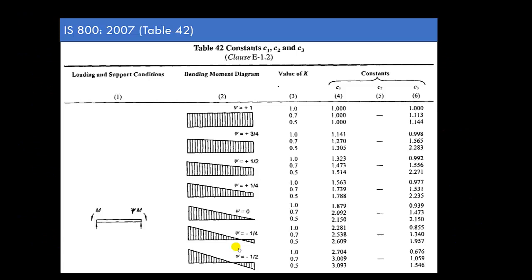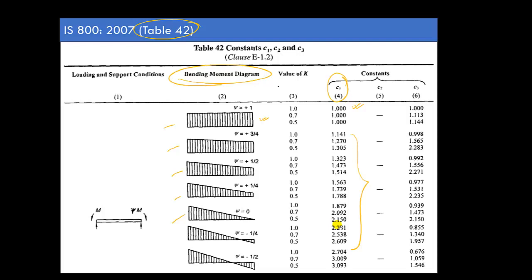If you see Table 42 of this code, you will find, for different bending moment diagrams, a constant C1. So these are the different bending moment diagrams. You see in all cases, if you have a uniform bending moment, this value is 1. But for other cases, you have a value of C1 that is larger than 1. So we have illustrated the effect of C1 in the MCR expression.